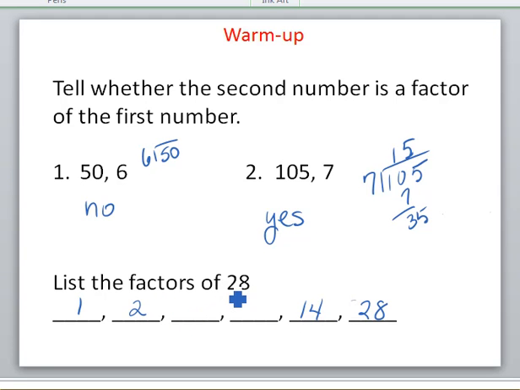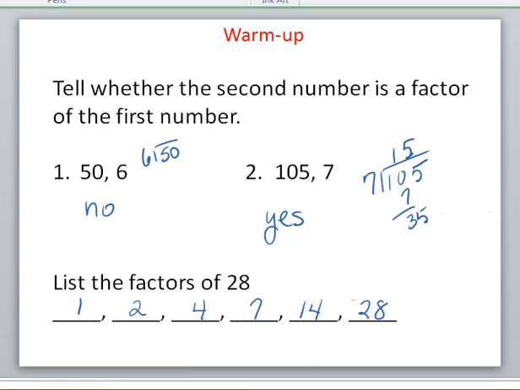Then I say, does 3 go into 28? No. Does 4 go into 28? Yes. 4 times 7. Does 5 go into it? No. Does 6 go into it? No. And then I know I've filled in the gap and I haven't missed any of the factors. So this is just a complete warm-up, getting ready. You should know how to do all this stuff as it is.